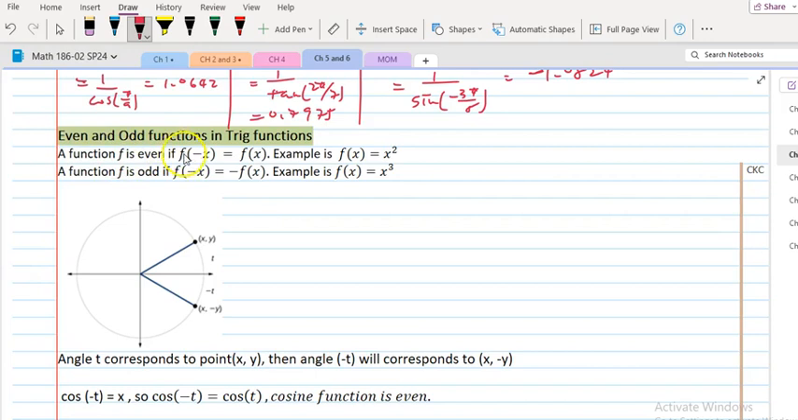An even function is a function where f of negative x is equal to f of x. That means whether you put in negative or positive doesn't matter. For example, f of x equals x squared is an even function, because if you plug in 4, you get 16, and if you plug in negative 4, you still get 16. A function is odd if f of negative x is the negative of the original function. For example, x cubed: f of negative 1 is negative 1, which is the negative of f of 1. That's called odd and even functions.